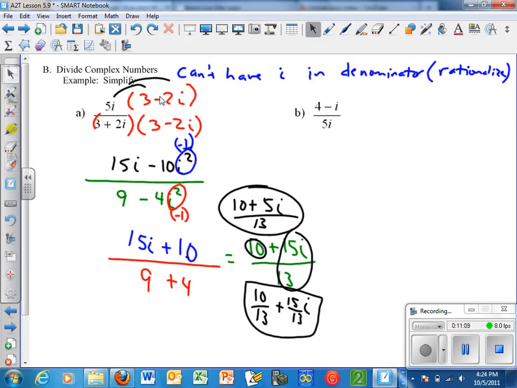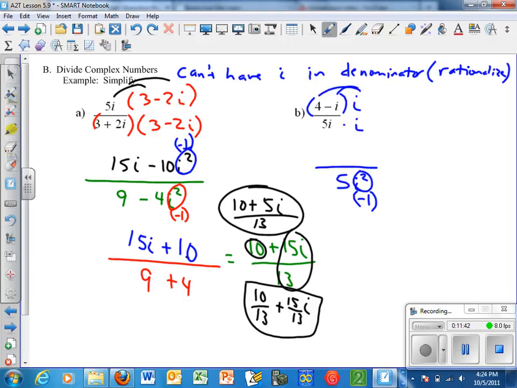Okay, let's look at the last one here. Now notice I don't have a binomial on the bottom. I don't have a plus or a minus on the bottom. So I don't have to multiply by the conjugate here. Okay, I want to multiply on the bottom here by i, because if I do that, I'm going to get 5i squared. Well, i squared is going to be negative 1, which is going to get rid of my i on the bottom. If it was 5 plus i, yes, then you'd have to multiply by the conjugate of 5 minus i. Now, if I do that on the bottom, I have to do it on the top as well.